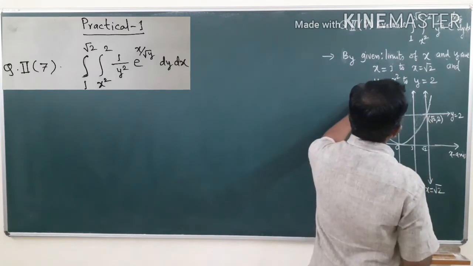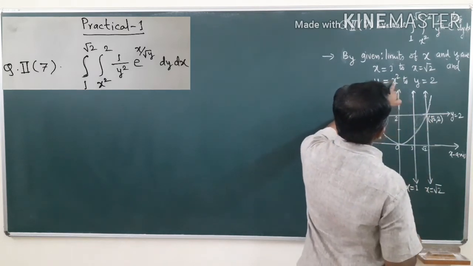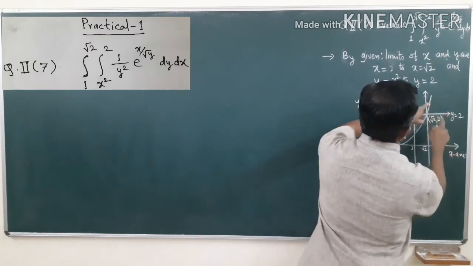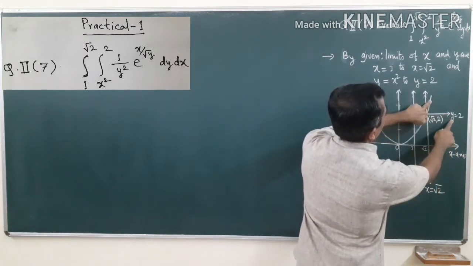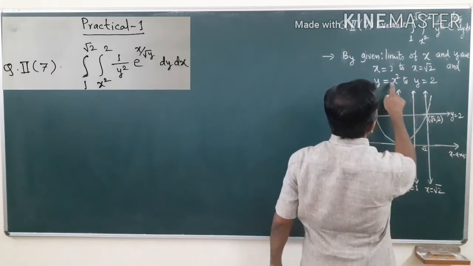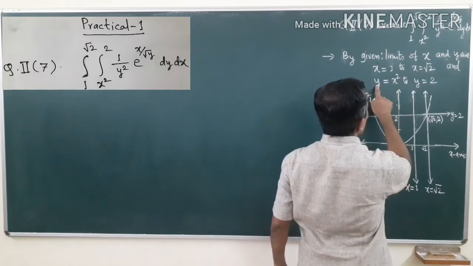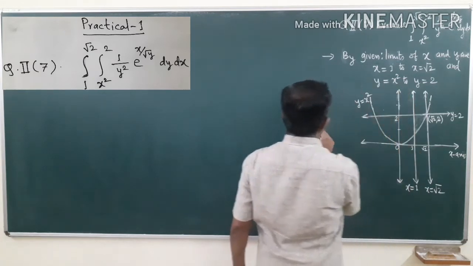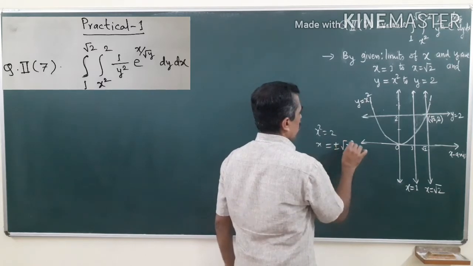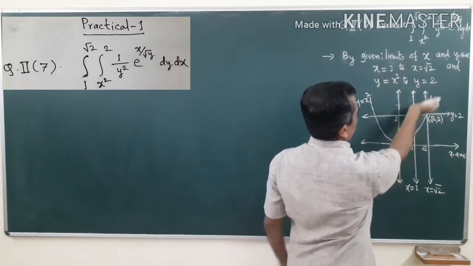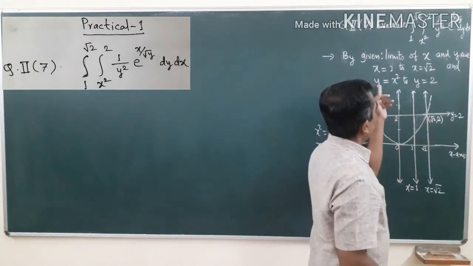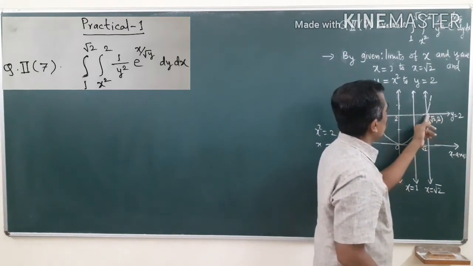Again, see y is 2. If y is 2 then x square is 2. We will see the point of intersection of the parabola and the line y is equal to 2. Put y is equal to 2 here. So 2 is equal to x square, that is x square is equal to 2, which implies x is equal to plus or minus root 2, but we are in the first quadrant, so x is equal to root 2. So x is root 2 when y is 2, so root 2 comma 2. This is the point of intersection.